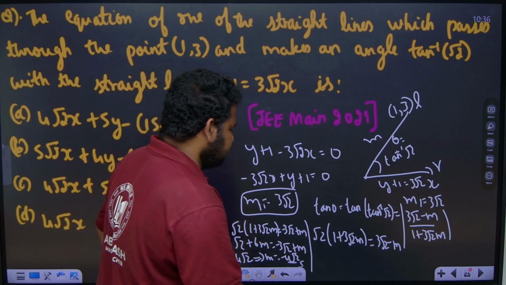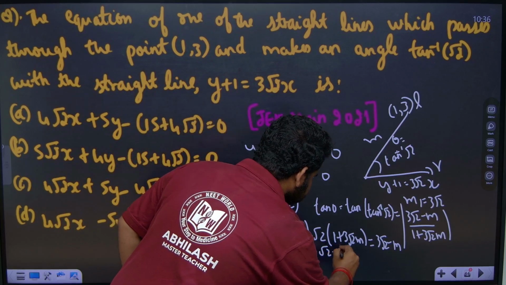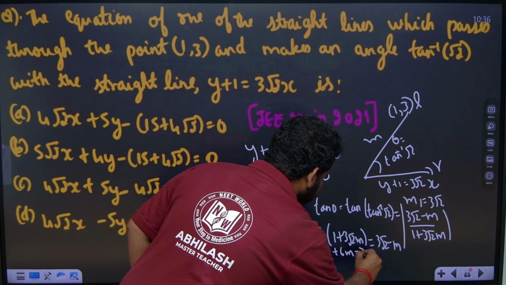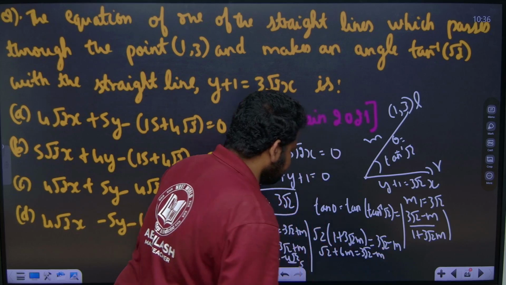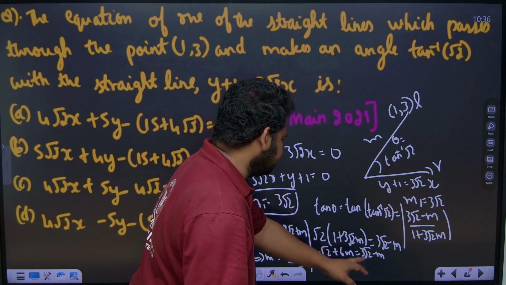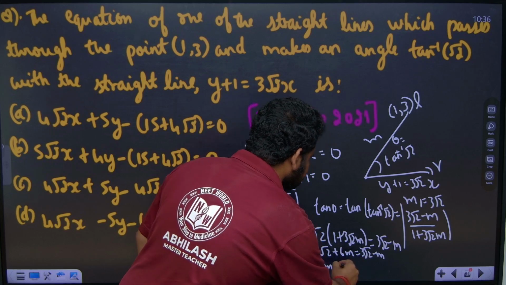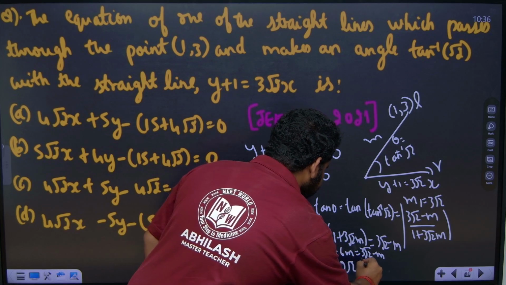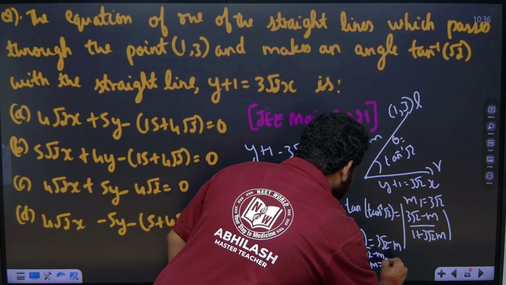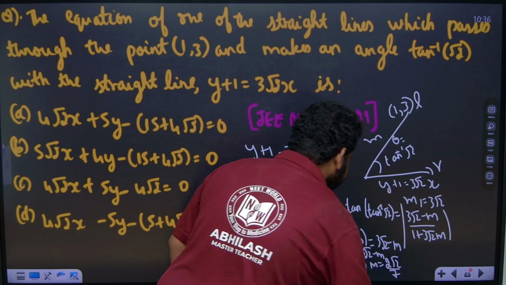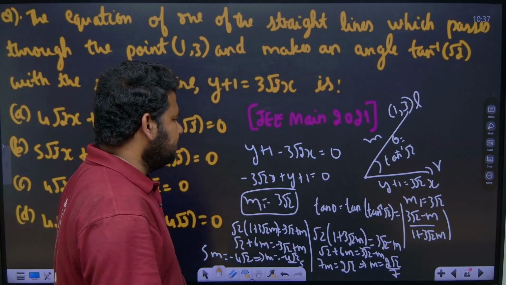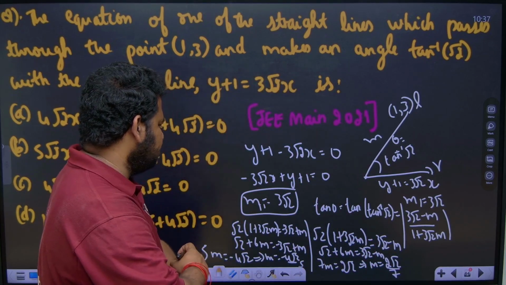What about the other one? If I solve, I will get root 2 plus 6m is equal to 3 root 2 minus m. So 6m plus m is 7m. 7m is equal to 2 root 2. This implies m is equal to 2 root 2 by 7.